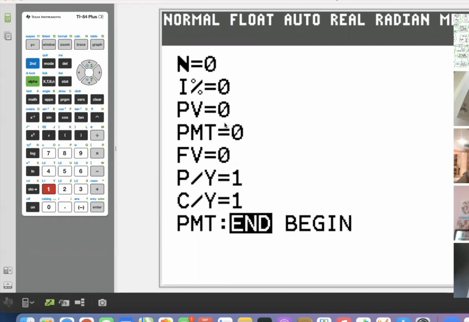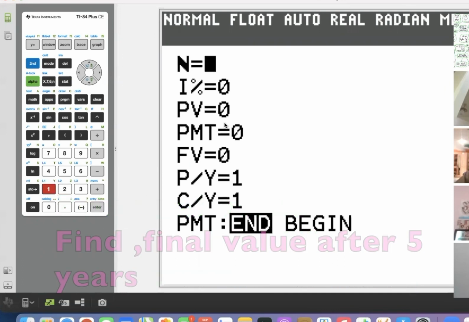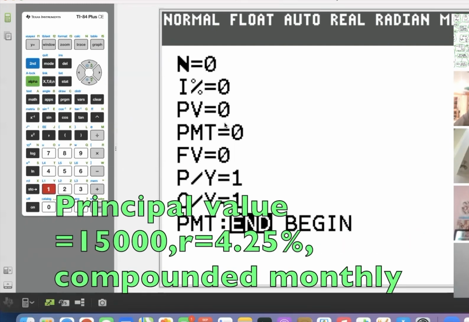Okay. Now, keeping these things in mind, let's say I want to invest 15,000. Just note down the main points. 15,000 at an interest rate 4.25%, compounded monthly. How much is my investment after 5 years? Initial present value is 15,000. Interest rate I is 4.25%. In the bracket, compounded monthly.